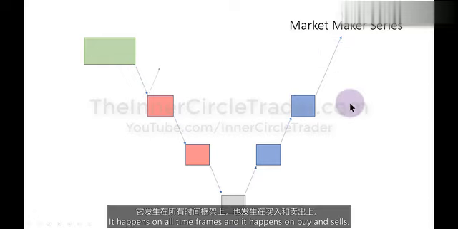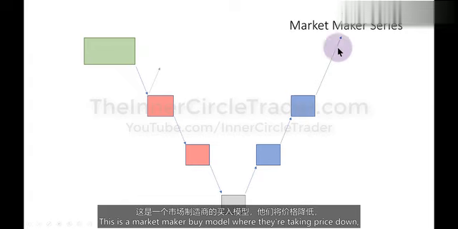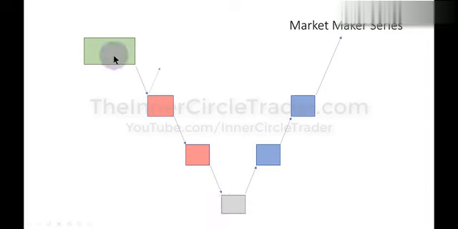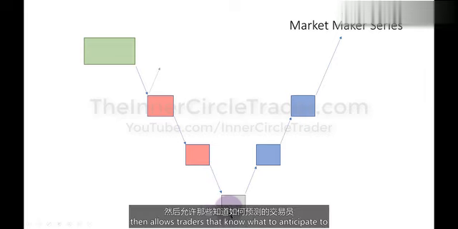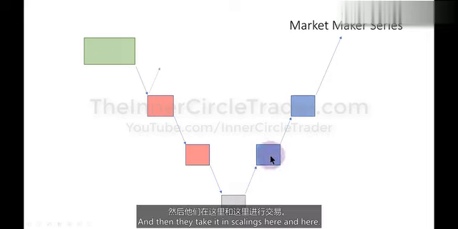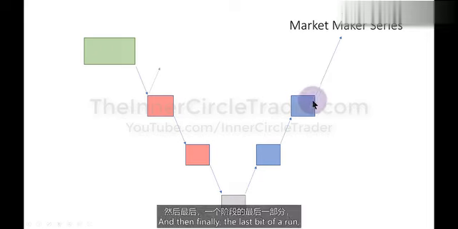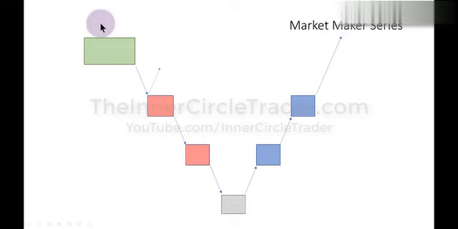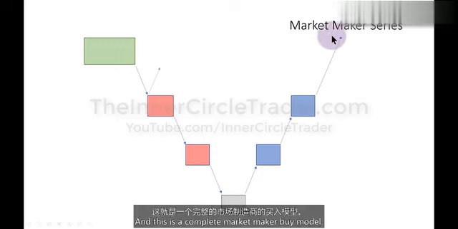It happens on all time frames, and it happens on buy and sell. This is a market maker buy model where they're taking price down, not the traders, the algorithm. All the algorithms are working together. It takes price down, then allows traders that know what to anticipate to onboard here. And then they take it in scalings here and here, and then finally the last bit of a run, it's in a hurry to get above here. And this is a complete market maker buy model.